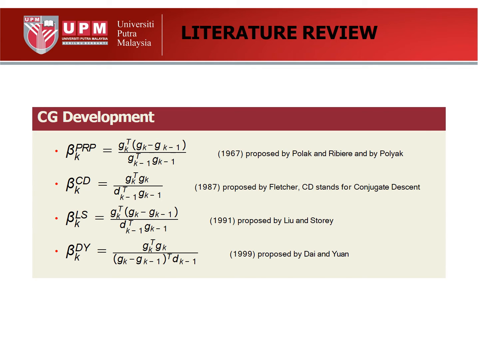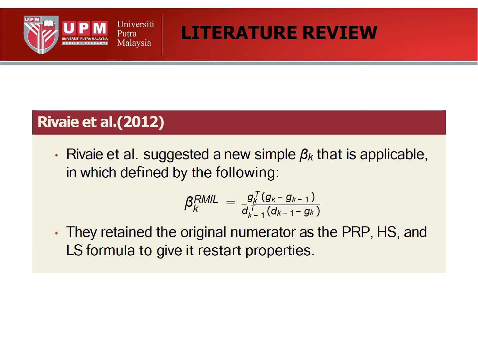This is the conjugate gradient development. 1967, proposed by Polak and Ribiere and by Polyak. 1987, proposed by Fletcher, called conjugate descent. 1991, proposed by Liu and Storey. 1999, proposed by Dai and Yuan. In 2012, Rivaie et al. suggested a new simple beta, defined by the following beta RMIL. They retain the original numerator as in the PRP, HS, and LS formulas to give it restart properties.